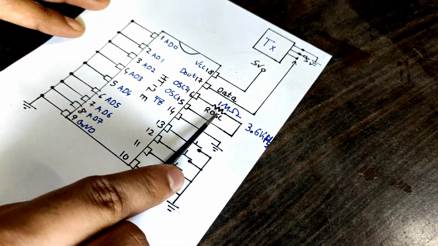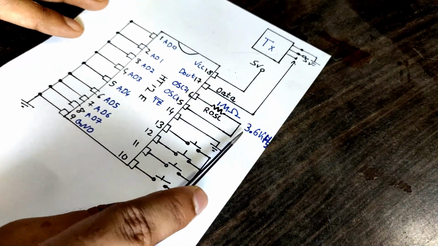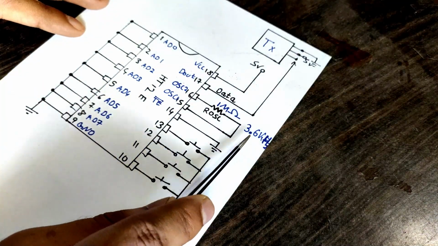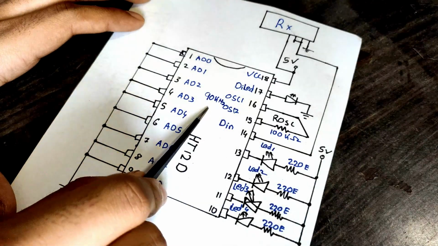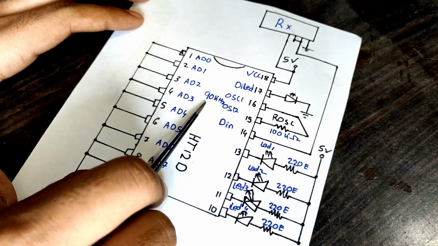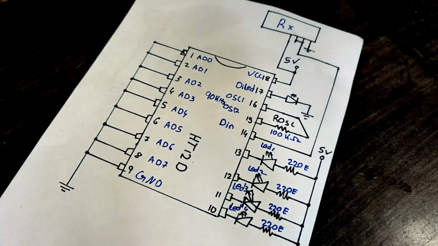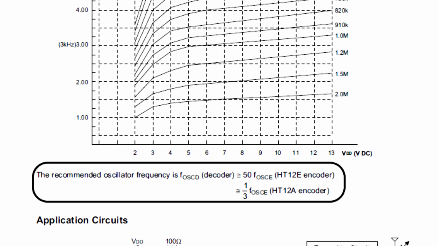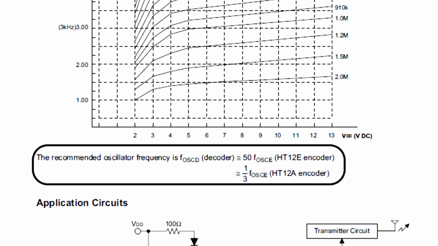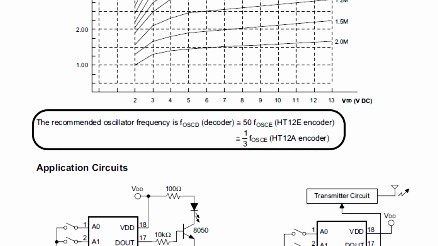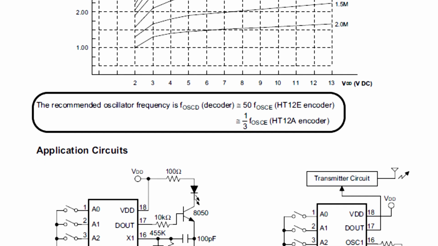Now the ST12E works at about 3.6 kHz because of our selection of the oscillator resistor, and ST12D works at about 90 kHz due to our selection of the receiver resistor. There is such a difference in operating speed due to the architectural design of these ICs, where the manufacturer has stated in the datasheet the operating speed of ST12D, that means the decoder, should be 50 times more than the operating speed of ST12E.